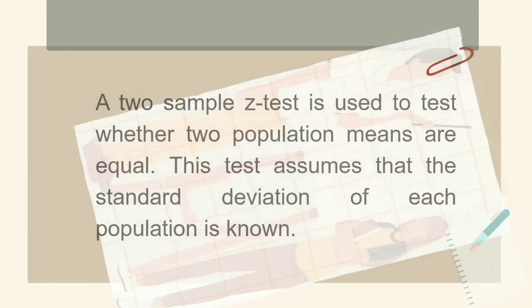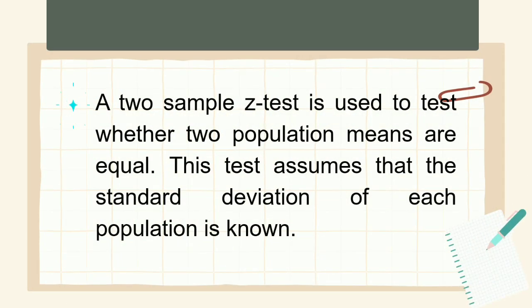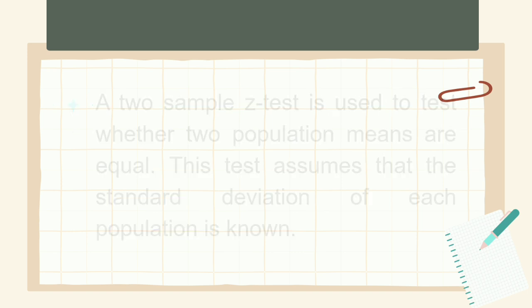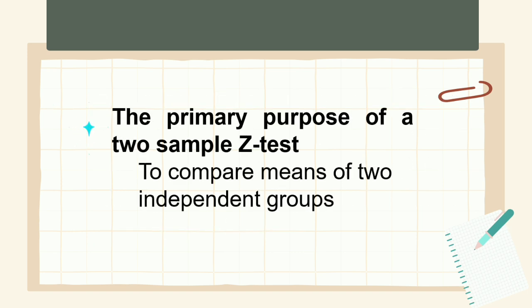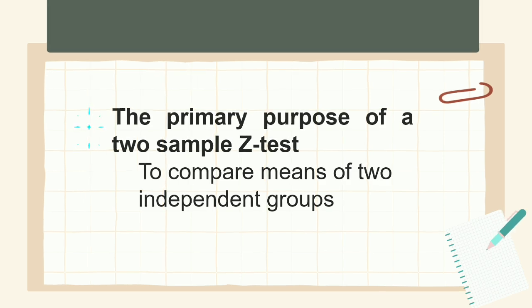A 2-sample z-test is used to test whether two population means are equal. This test assumes that the standard deviation of each population is known. The primary purpose of a 2-sample z-test is to compare means of two independent groups.